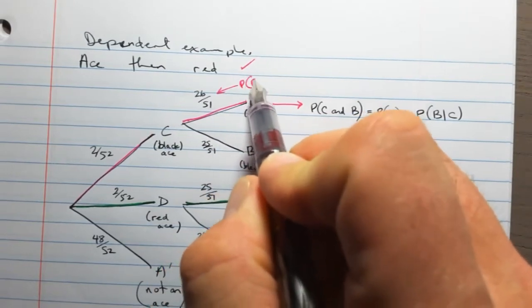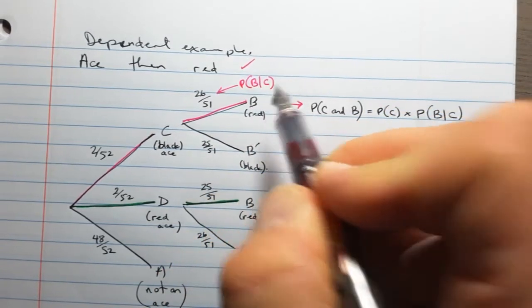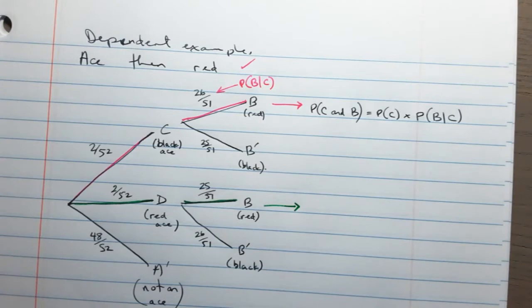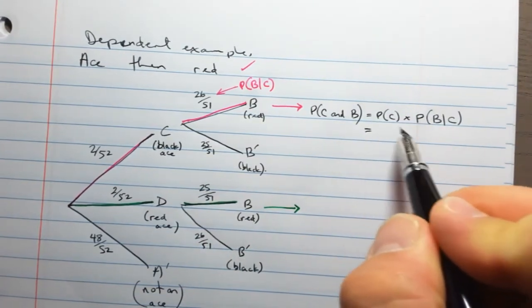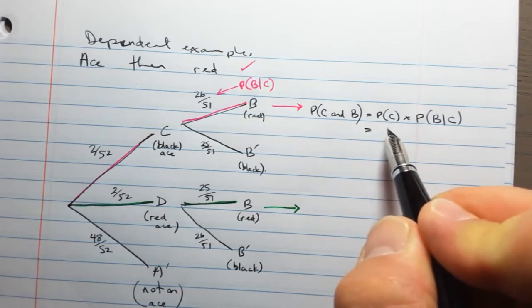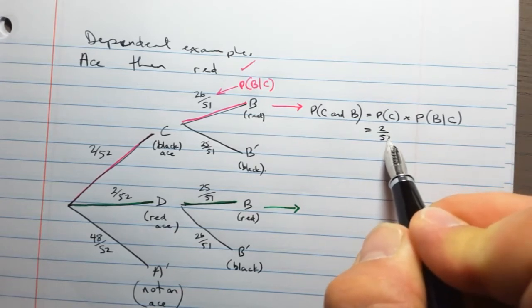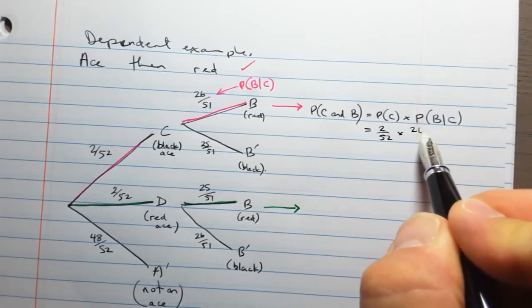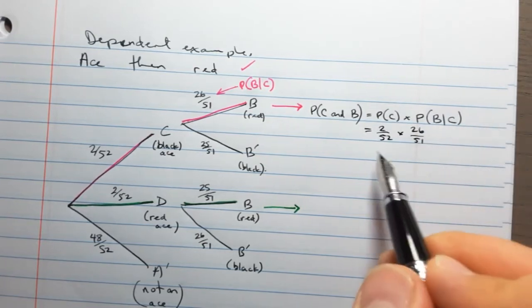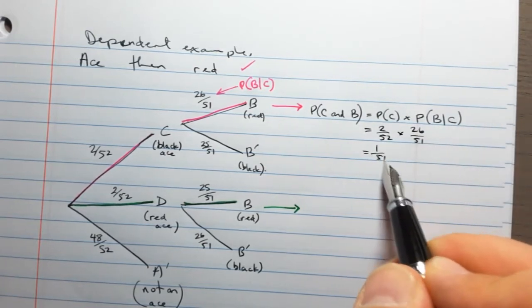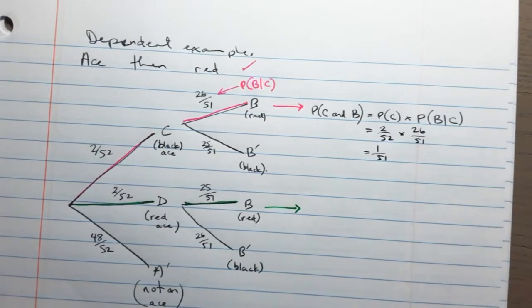This is the probability of B given that C specifically occurred, that we drew a black ace. And you'll notice how that's different from the number down here. So that's 2 out of 52 times 26 out of 51, and that's going to work out to that 1 out of 51 I was mentioning earlier.